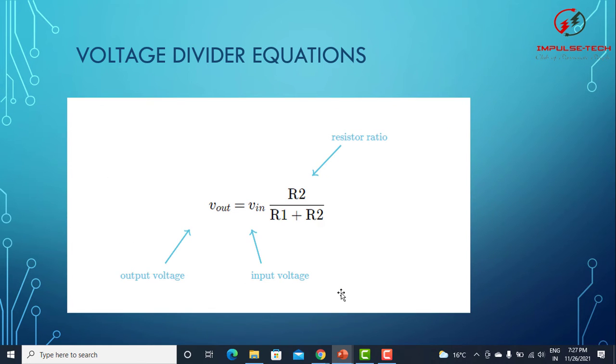Now this is the equation or formula you can say to calculate the divided voltage output, that is we need to calculate the output voltage. The formula is Vout is equal to input voltage multiplied by the resistor ratio, so R2 divided by R1 plus R2. At first it seems complicated. Let me tell you, it's very easy. I will explain it with an example.